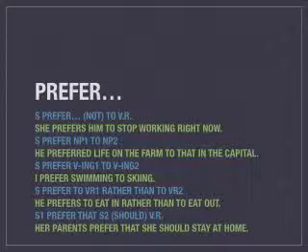The second pattern is S prefer NP1 to NP2. What do NP1 and NP2 mean? Actually, NP1 is the abbreviation of a noun phrase, and NP2 is another noun phrase. So, for example, he preferred life on the farm to that in the capital.